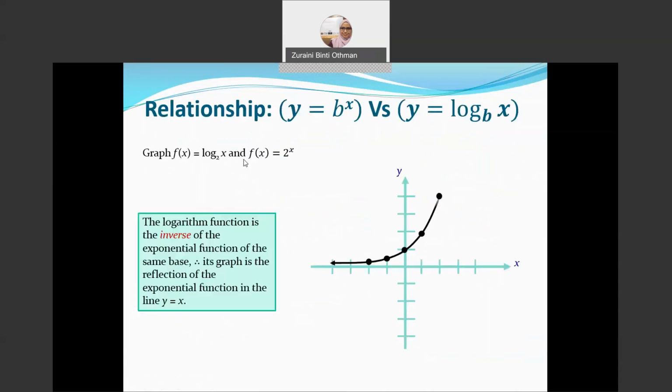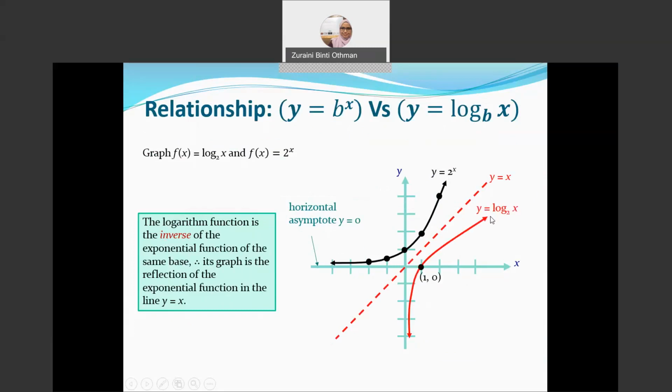Okay, this is the 2x just now, and the logarithmic function is the inverse for this particular graph. Okay, macam ni kita lukis graph untuk inverse, ialah kita lukis satu garis y sama juga dengan x sebagai cermin, then we reflect this towards this cermin ni. Okay, so now we get this. This is the graph for logarithmic asas 2.